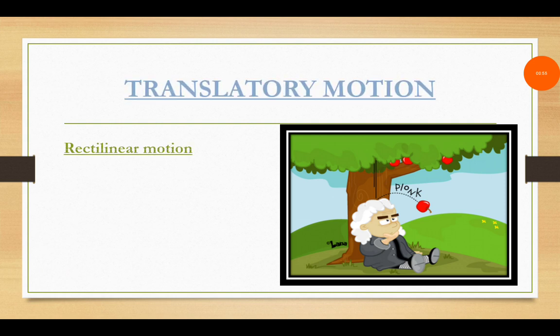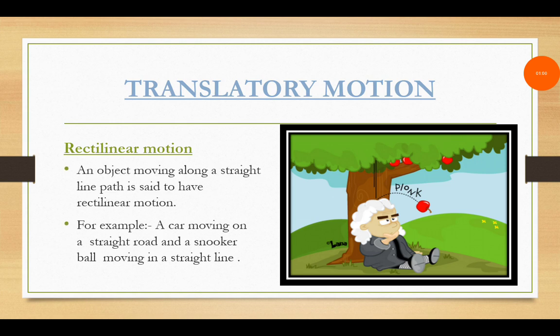Translatory motion. First, rectilinear motion. An object moving along a straight line path is said to have rectilinear motion. For example, a car moving on a straight road and a snooker ball moving in a straight line.